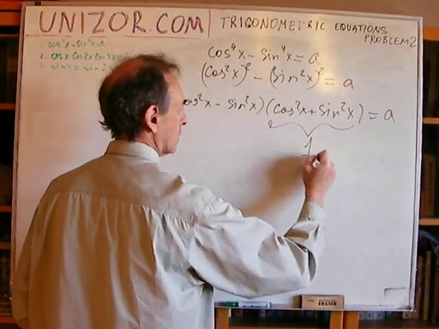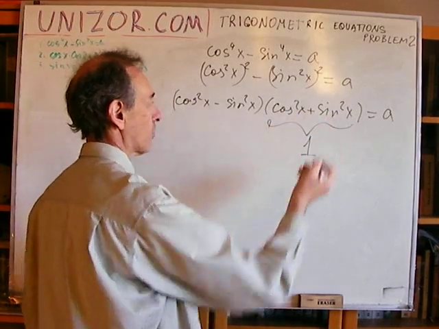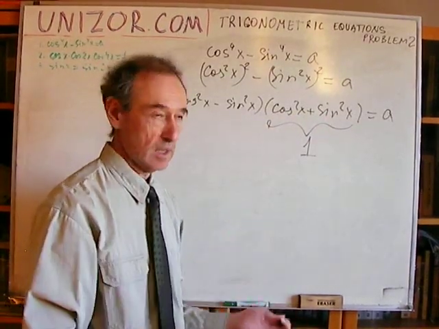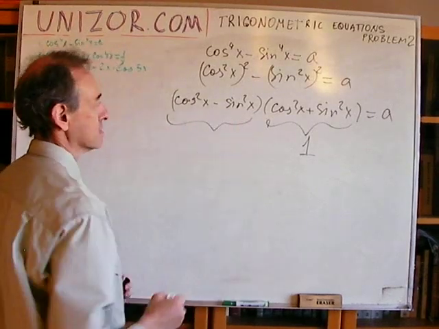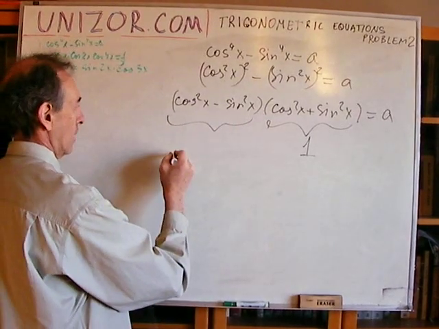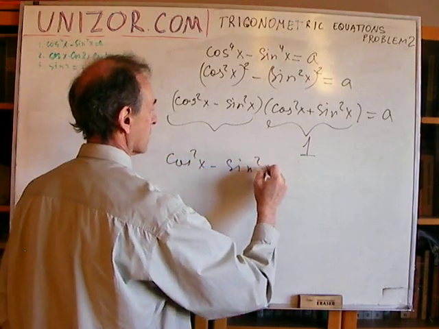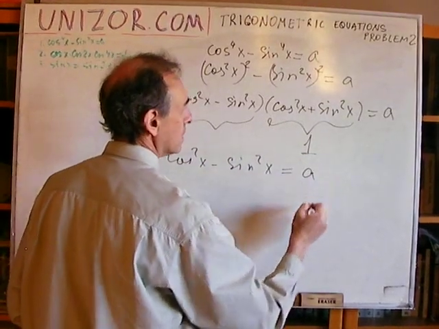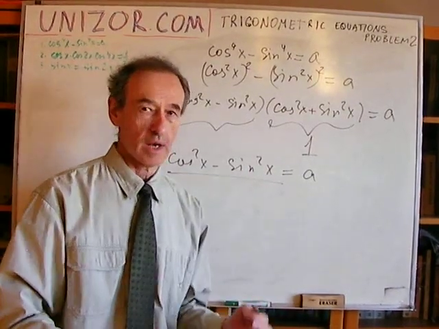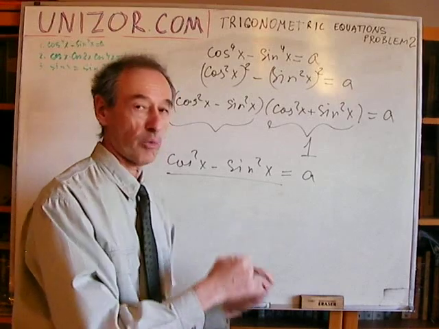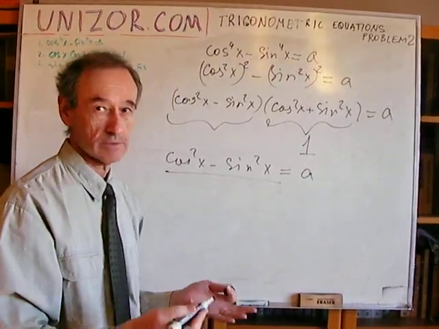This is equal to 1. Cosine square plus sine square of any angle is equal to 1. So what's left is this. Now, cosine square x minus sine square x equals a. Now, again, I hope you recognize this formula. If you don't, go back to the previous lecture, and you will see that this is exactly the cosine of 2x.